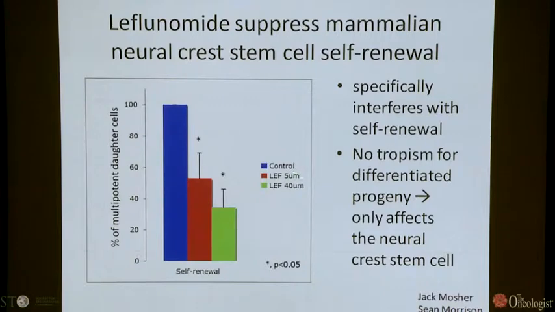And you can see in the presence of either low or high doses of leflunomide, you see a very strong suppression of self-renewal of the neural crest stem cell population. And it really does not affect any of the differentiated progeny per se. It really only affects the stem cell itself. And this goes along with some expression profiling we've done, where it shows that DHODH, the enzyme itself, is preferentially expressed in the stem cell population compared to the differentiated population.